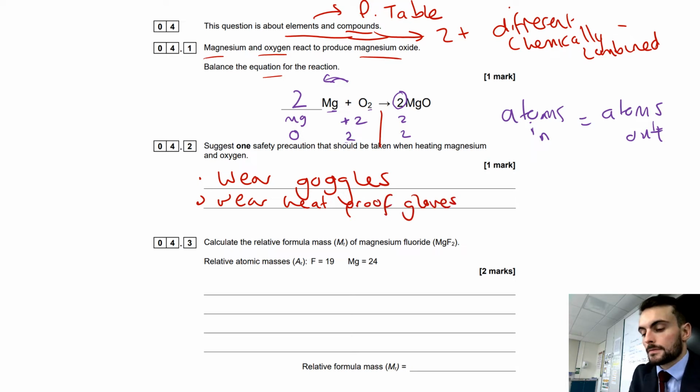gloves. Okay, we could also say, if you think about what happens in terms of the chemical reaction of magnesium, we could say do not look directly at the magnesium because it goes really bright.